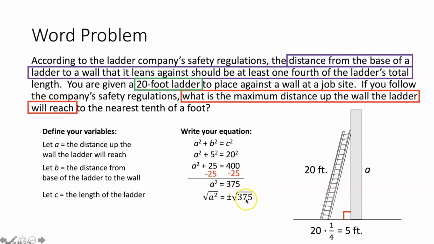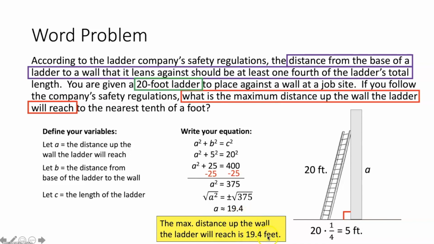Now 375 is not a perfect square, so we have to break it up. Oh, no we don't, because the question says, what is the maximum distance up the wall the ladder will reach to the nearest 1/10 of a foot? When you see this, it means you're rounding, meaning you could just plug in the square root of 375 into your calculator, round that number to the nearest 1/10 of a foot, and you get that A has to be approximately 19.4. Now, you can't just write A as approximately 19.4 as your answer. You were asked a question. What is the maximum distance up the wall the ladder will reach to the nearest 1/10 of a foot? So you're going to say that the ladder will reach a maximum distance of 19.4 feet up the wall.